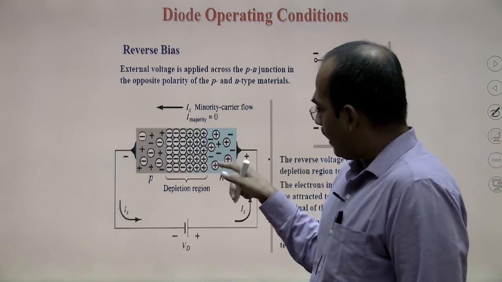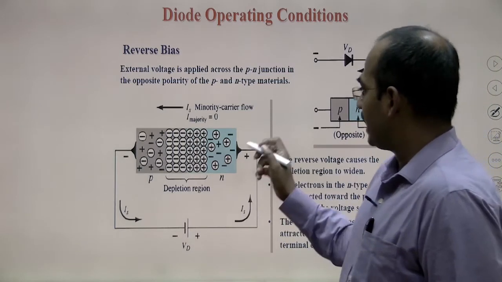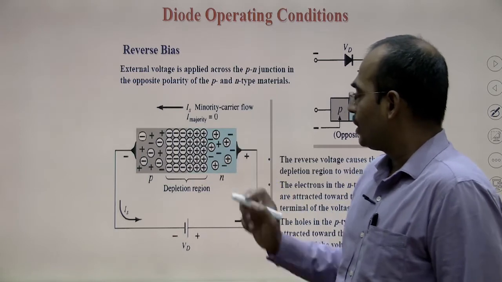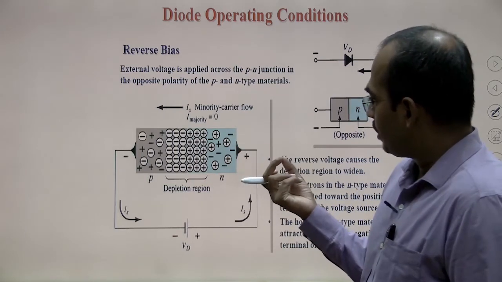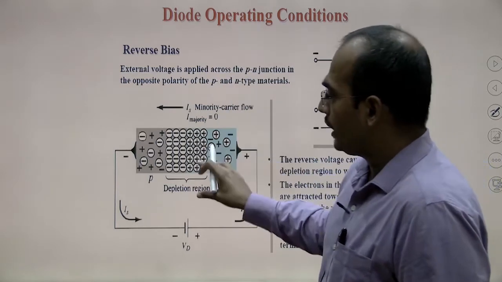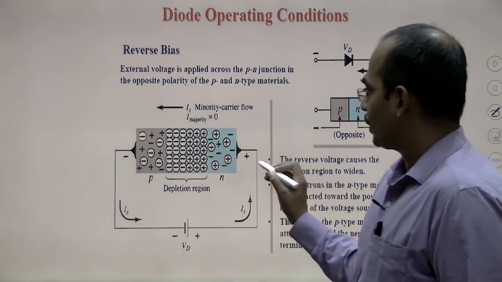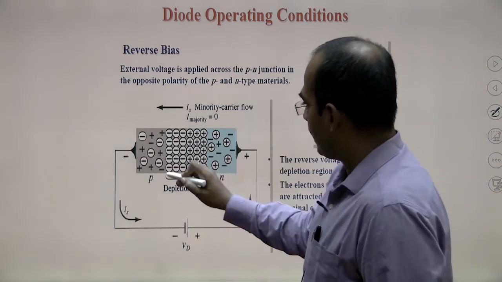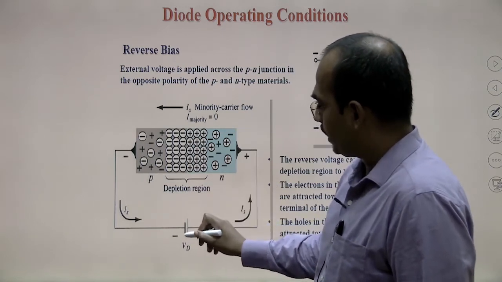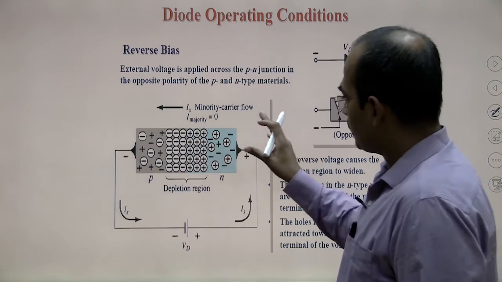These mobile ions will start converting into immobile ions and they will start depleting at the junction. So as a result, the width of the depletion layer will increase, and this process will not continue for a long time. It will stop when the potential developed at the junction crosses the external voltage applied.